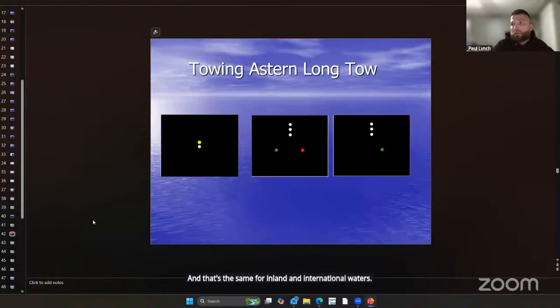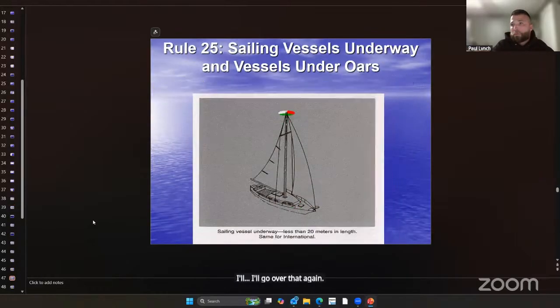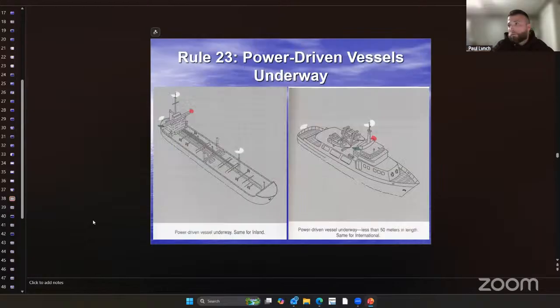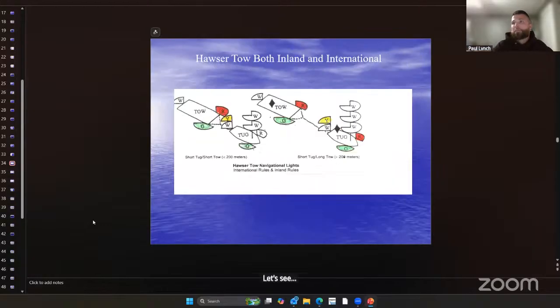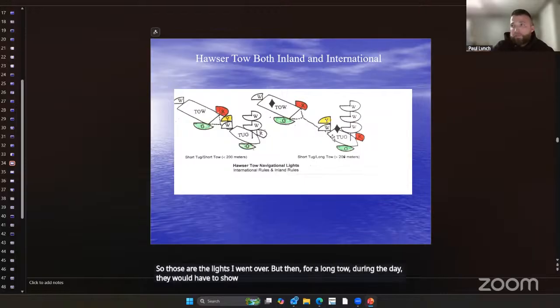Now I'll go over that again. So those are the lights I went over. But then for a long tow during the day, they would have to show a black diamond on the tug and the tow.